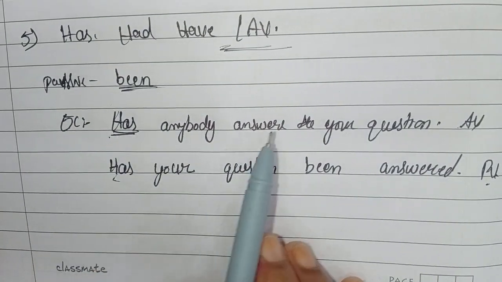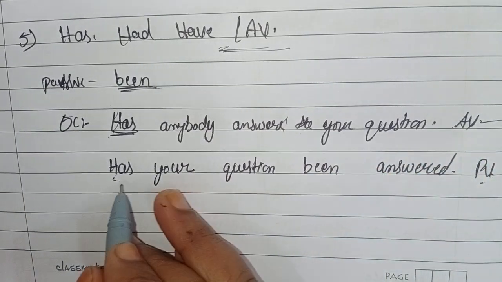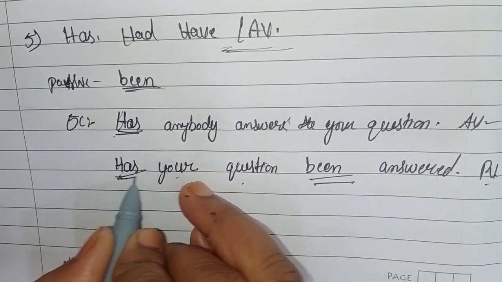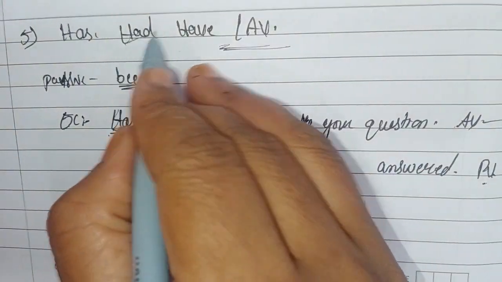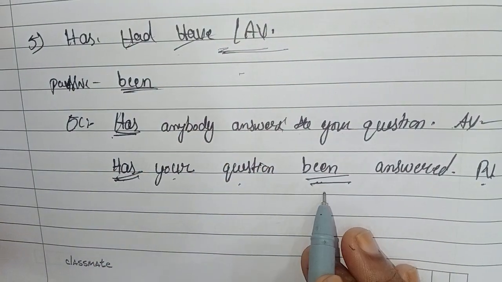Has anybody answered your question? This is the active voice. We use "Has your question been answered?" because we have the word "has" here. We use the word "been". Like had and have also, if you have them in the sentence, at that time we have to use the word "been".